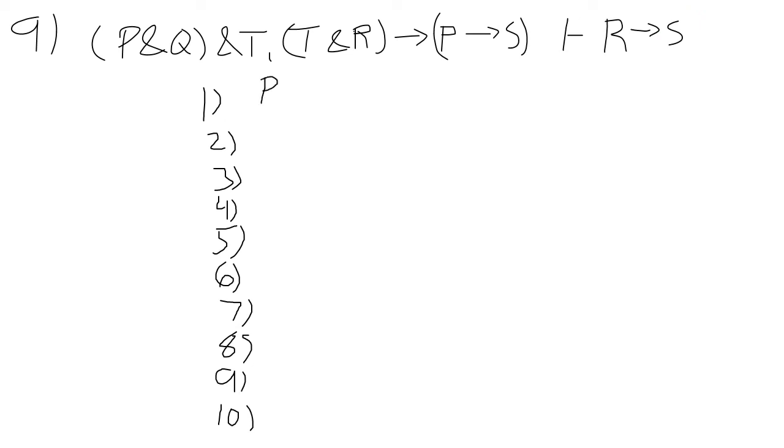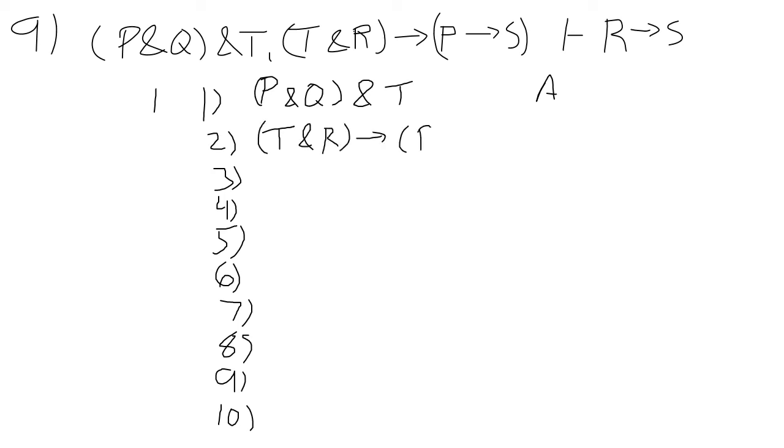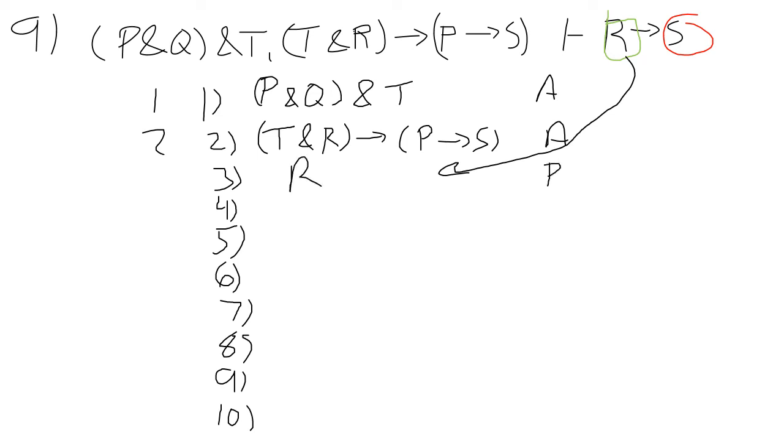Moving on to problem 9, this might look a little bit daunting, but really it's just similar to a lot of the proofs that we've already done, just a couple of extra steps. So we've got our two premises here. That we'll mark as assumptions. Looking at our conclusion, it is a conditional statement. So we're going to assume the R here in line 3, and then we're going to look to get to S, our consequent of our conclusion, and then we'll build the arrow from there.